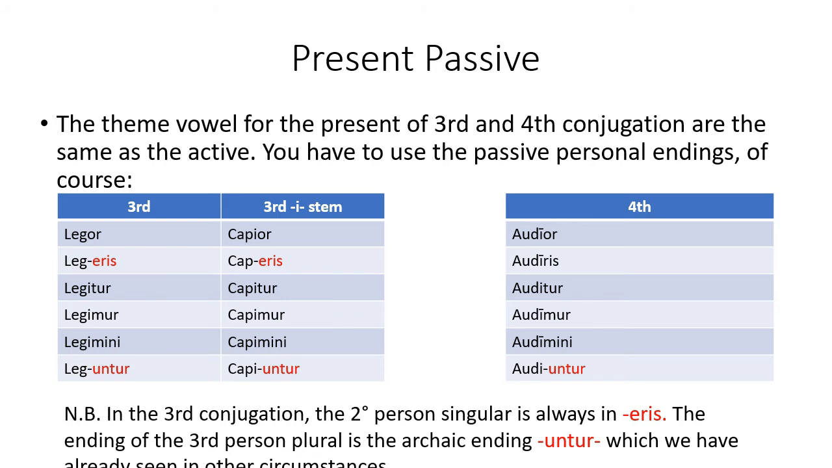We can talk now about the passive. Basically, for the passive, nothing changes, because the switch of the theme vowels is always the same as the active. The only thing that changes, of course, is the personal endings, because you don't need the personal endings of the active anymore, but you need the personal endings of the passive, which you know because we have studied them.